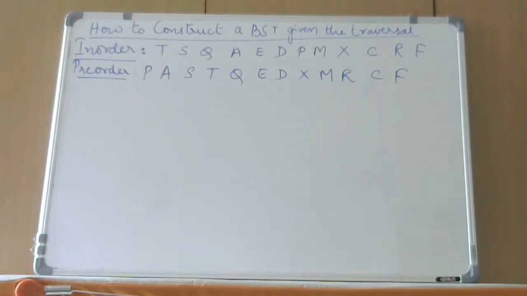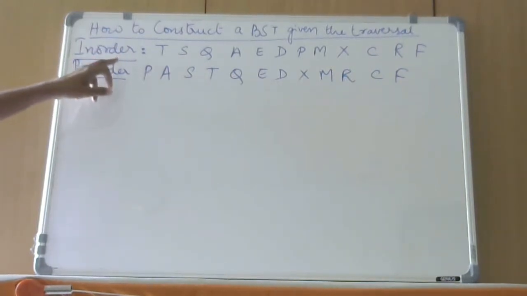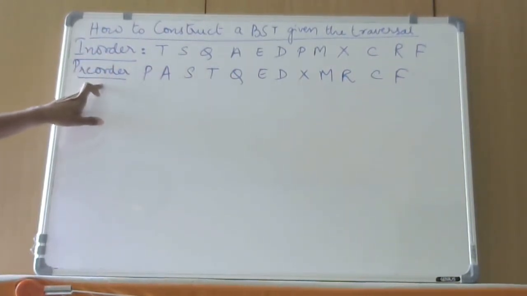As I told you, only with in-order you can't do. You should have either in-order and pre-order, or you should have in-order and post-order. Either of them you should have, only then you can construct the tree. How to construct this tree now?